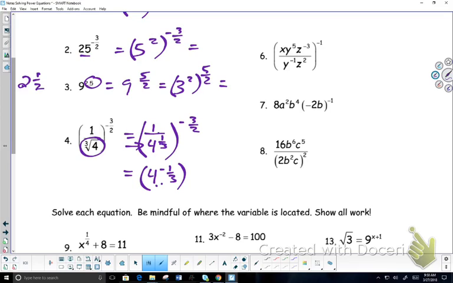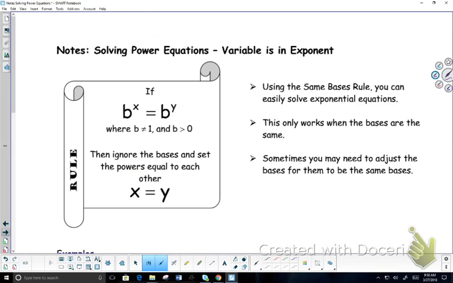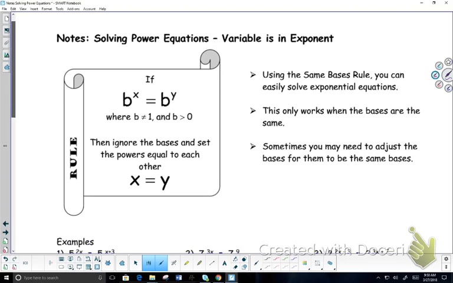4 to the positive 1/3 in the denominator is the same thing as 4 to the negative 1/3 in the numerator. And then, of course, this is being raised to the negative 3/2, so after that, with a power to a power, you would multiply. If you have any questions about those, just come ask me. The rest of this worksheet you'll be working on after we do our notes.